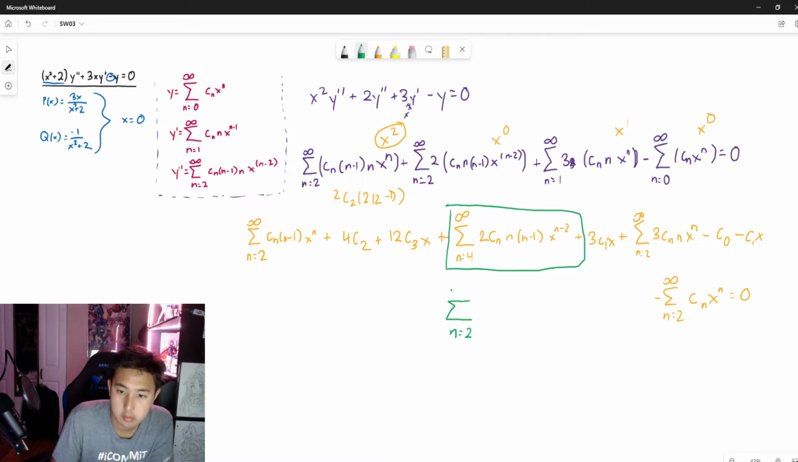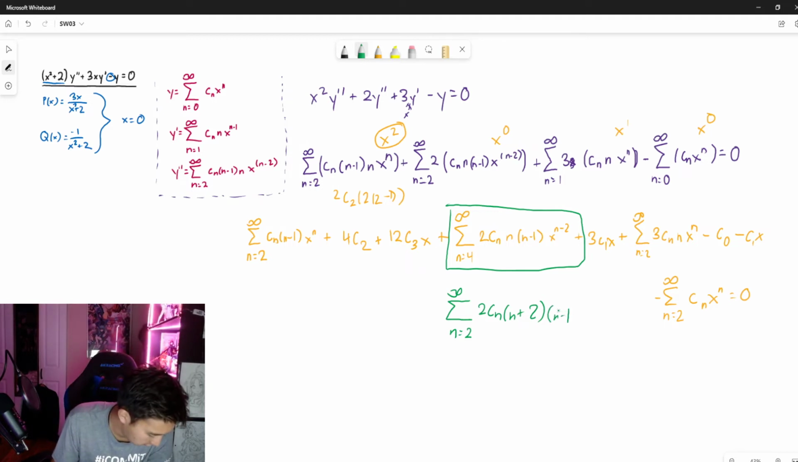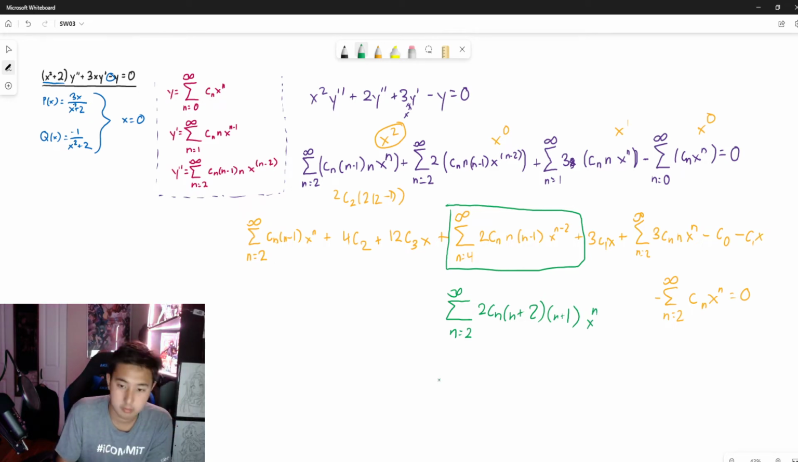So we have n equals 2 to infinity 2 Cn, and then we're going to move the n plus 2. We're going to compensate to make this match. So instead of n, we'll have n plus 2 to cancel it out. And then once again, n plus 1, yeah, it'll be n plus 1 in this case. And then we'll have x to the n. Then that'll go into the final equation.